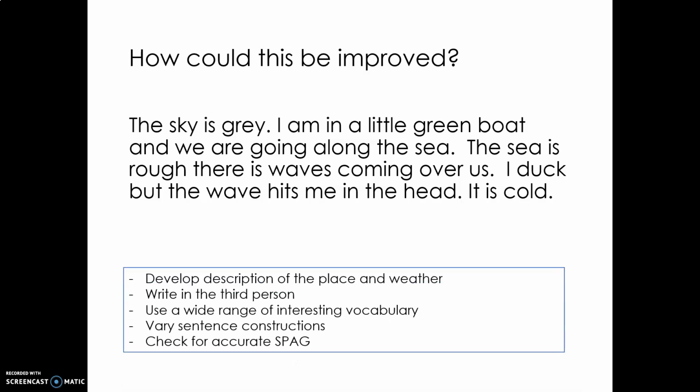So how could we improve it? Well, like I've said, we could develop the description of the place and the weather. Writing in the third person is also a good idea. It takes us out of the story and therefore gives us a little bit more scope that we can describe around the scene, looking anywhere that we wish and then zooming in on the things we want to look at in more detail. We want to use some more interesting vocabulary. It's a bit limited at the moment. We definitely want to vary our sentence constructions as well as checking carefully our spelling, punctuation and grammar.